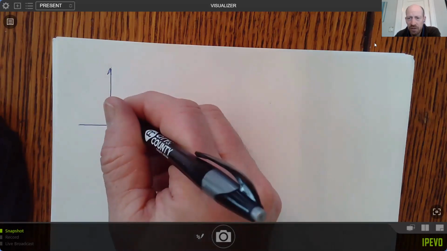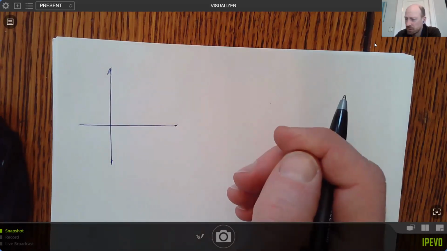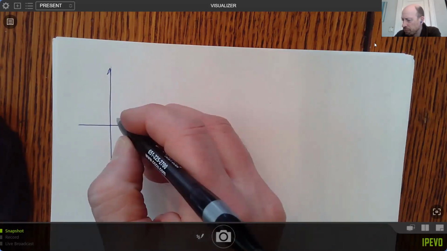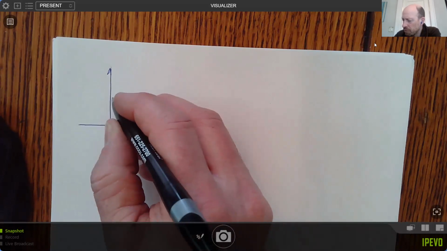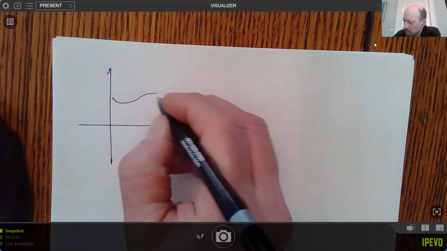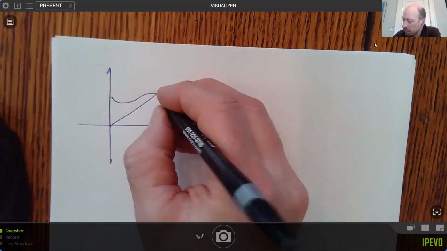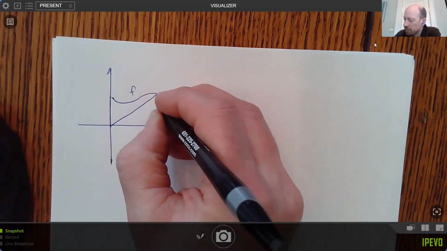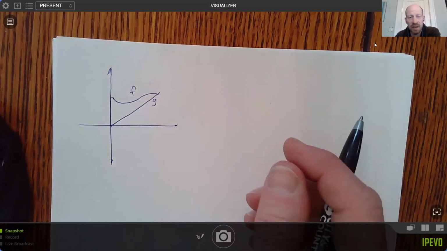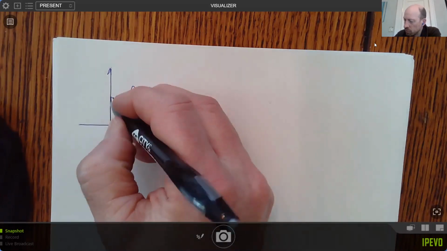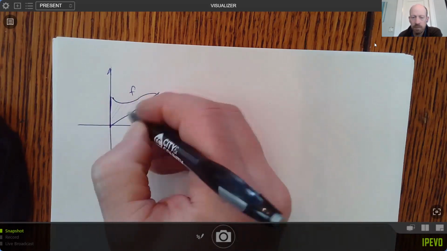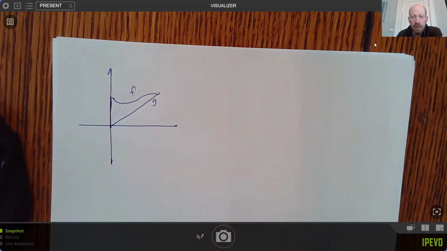This is a spot where some art skills kind of feel important, but they don't have to be. Let's say we have this function f and this function g, which is like a line. This is our region here. Now there's two different ways I can rotate it.